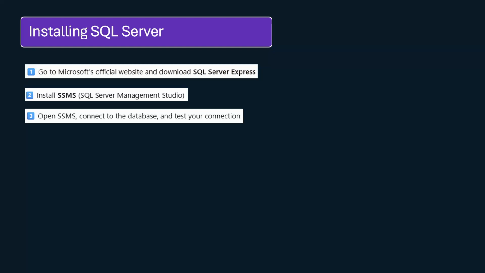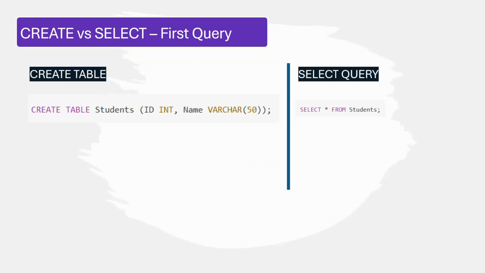Before writing queries, we need to install SQL Server Management Studio. Go to the Microsoft official website and download SQL Server Management Studio. Then install SQL Server Management Studio, open it, connect to the database and test your connection.